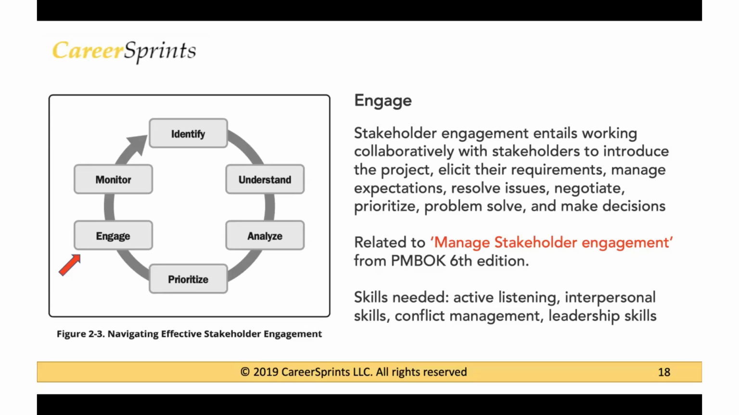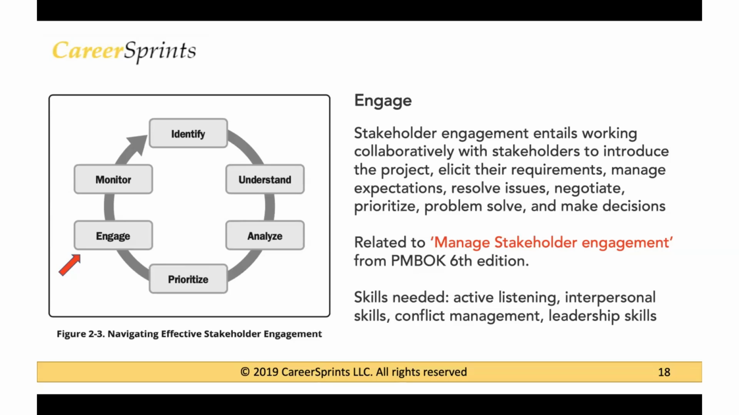Engagement can mean multiple things. It could be eliciting project requirements. It could be setting the right expectations for these stakeholders. It could be resolving a stakeholder issue or a stakeholder concern. It could be negotiating with stakeholders. So for example, you could be negotiating with functional managers or maybe with the project sponsor to get more budget, for instance.